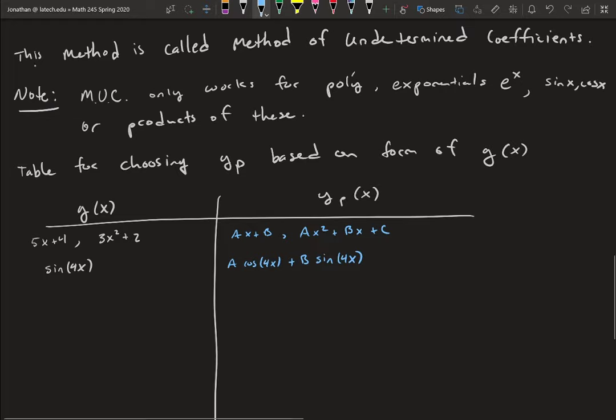Let's say you had e to the 5x. Then you would guess something like a e to the 5x. Let's say you had a linear, like 9x minus 2 times e to the 2x. Then you would guess a linear function, ax plus b, times e to the 2x.